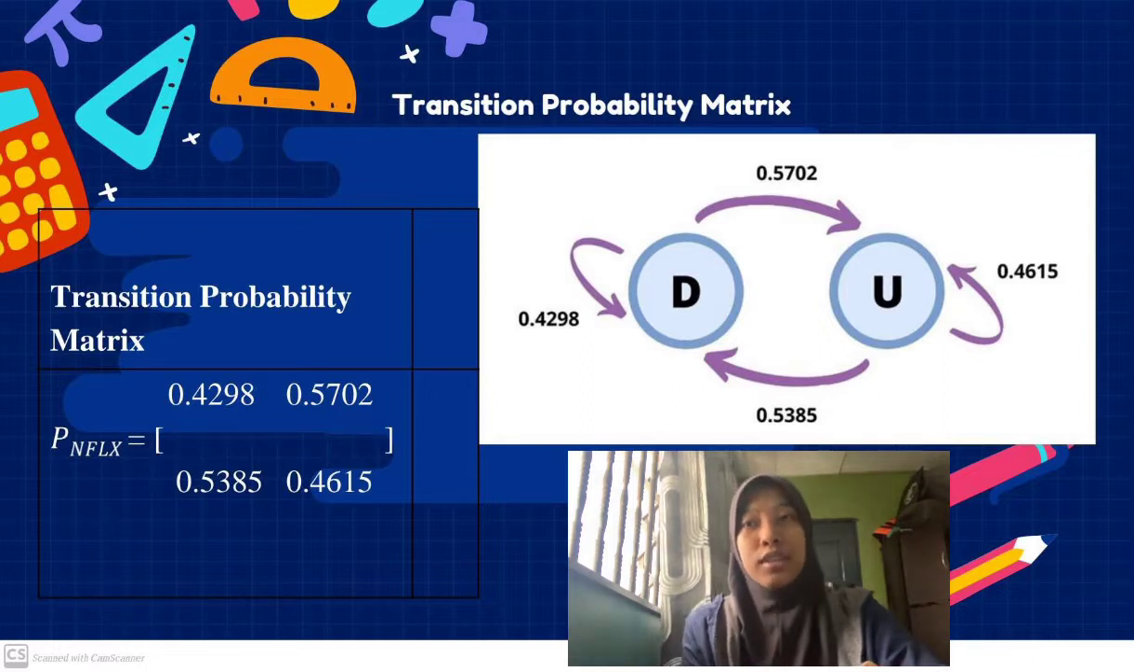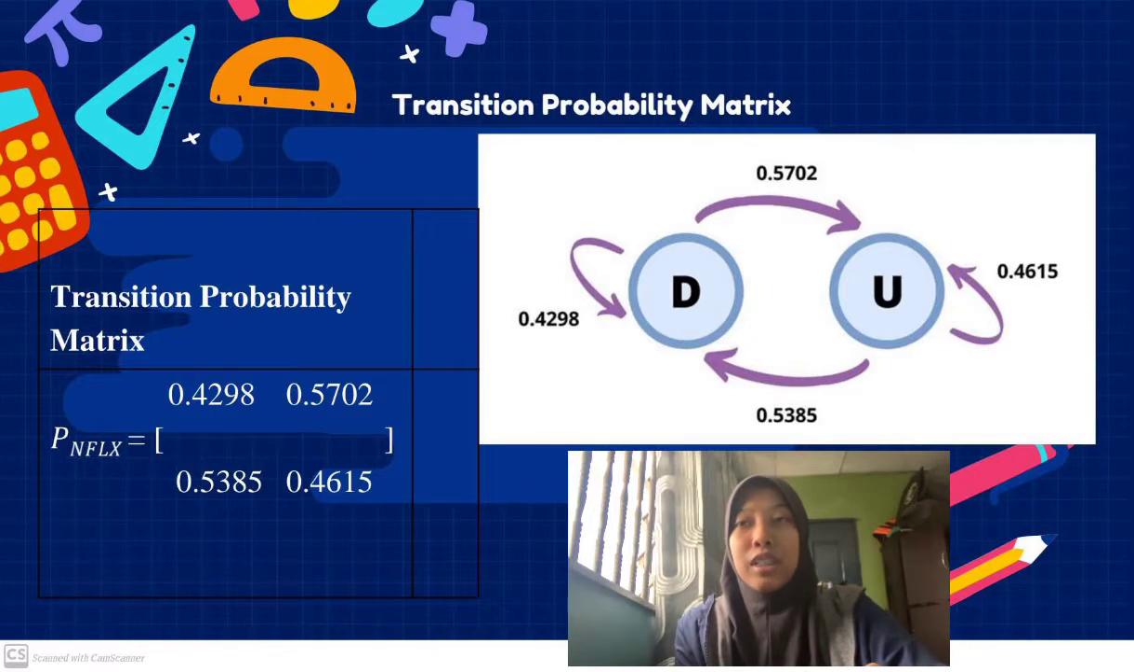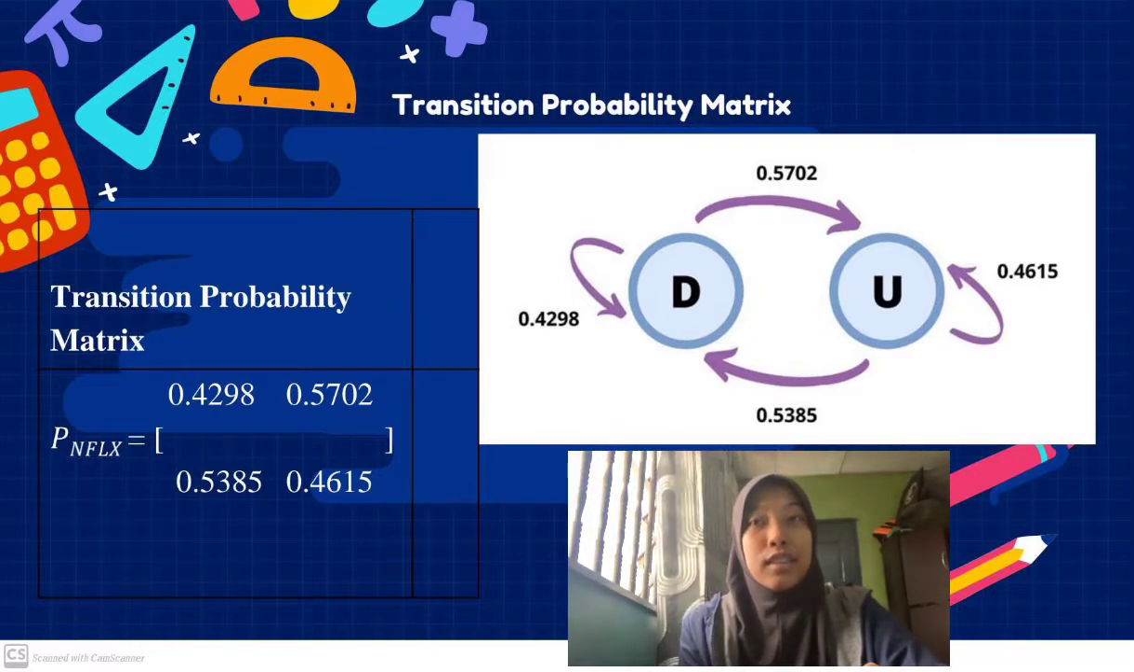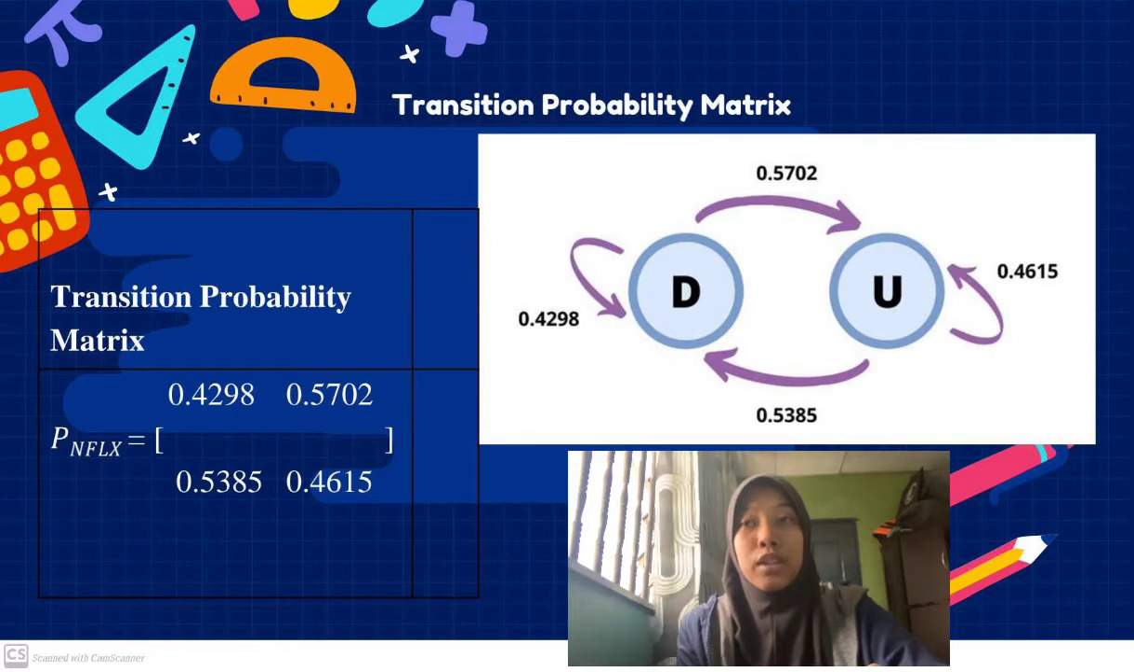So for the D to D state, the transition probability is 0.4298. Then for the D to U state, the value is 0.5702. The transition probabilities for the U to D state and U to U state are 0.5385 and 0.4615 respectively.